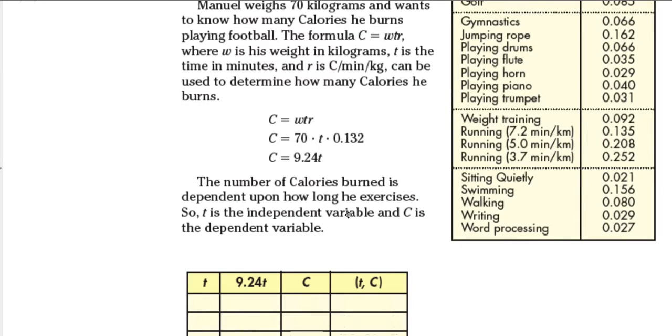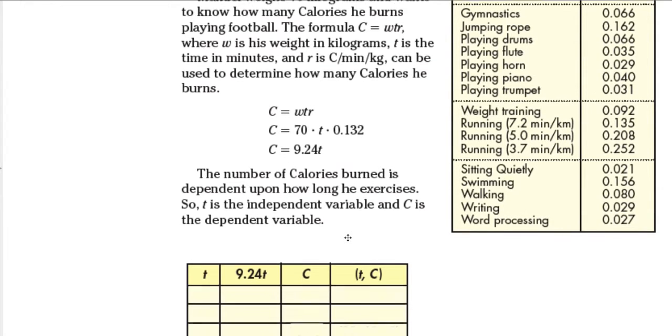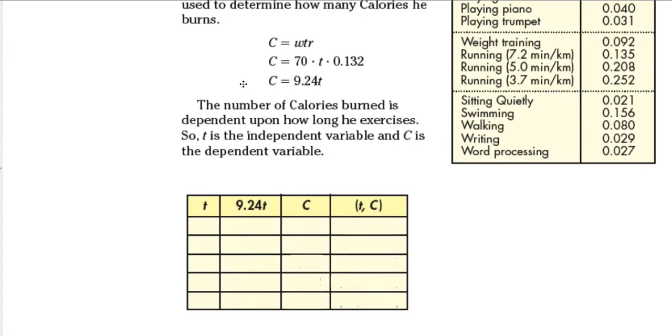So T is the independent variable and C is the dependent variable, just like what we talked about in relations. C will depend on the time that he plays football. If you also remember, time is always independent, and that is your T. That's another way of finding out what is your independent and dependent variable. Time will always be independent. The number of calories burned is dependent on how long he exercises.